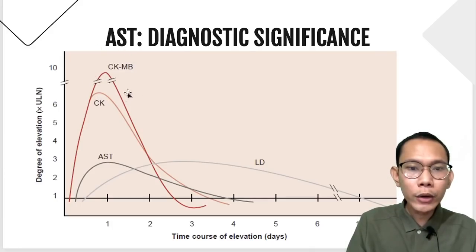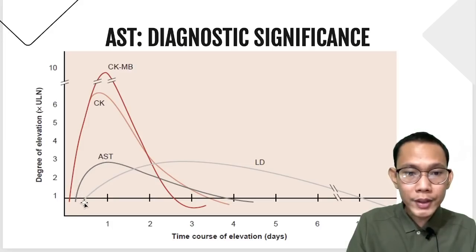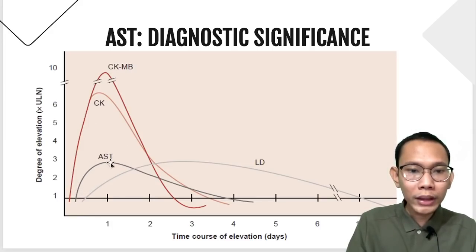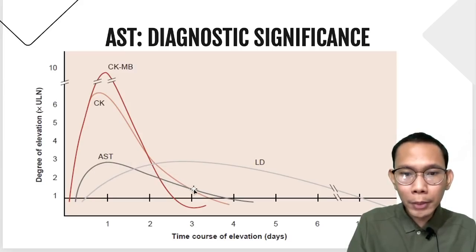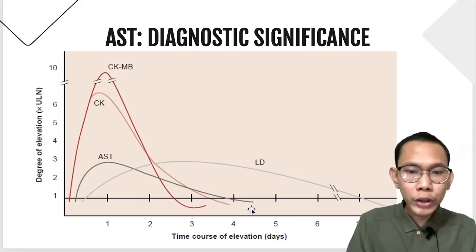Now, comparing now your CK to your AST. So, AST will rise in 6 to 8 hours. And then, magpipik siya, same sa ating CKMB, in 24 hours. But then again, mas nauna pa rin yung nagre-rise ang ating CK within 4 to 8 hours. And then your AST will normalize within 5 days. Tingnan nyo, AST, bababa siya, and then normalize within 5 days. How about your LD?